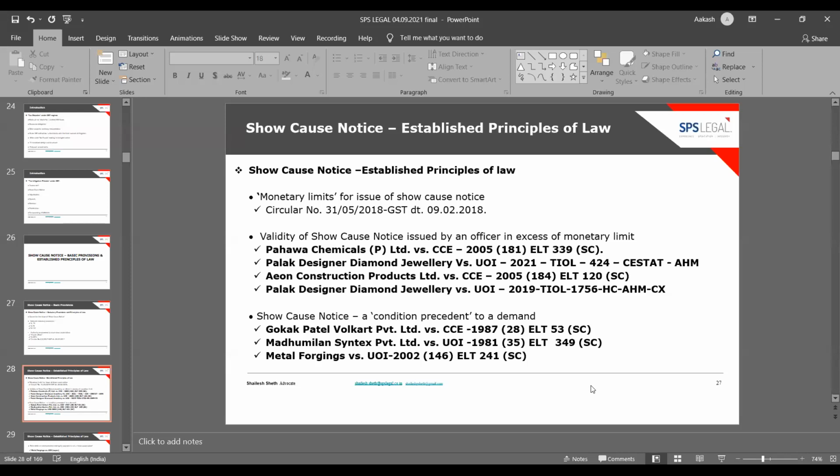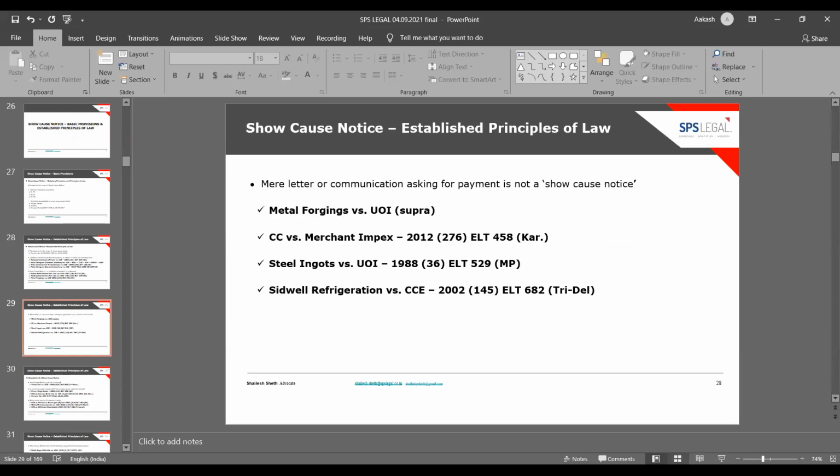No demand can be raised, much less recovered, from any taxpayer on any count whatsoever without issue of the show-cause notice. In Madhumilan and Gokak Patel, the Supreme Court even said that a post facto show-cause notice will not validate the demand. So any recovery during audit or during investigation by the department or jurisdictional authorities, without issuing the show-cause notice, is bad in law. It is without authority of law.